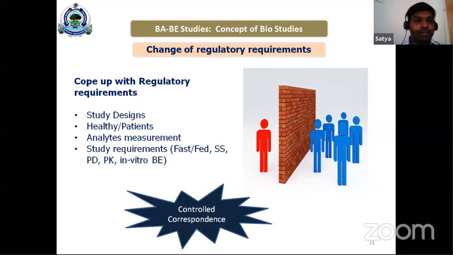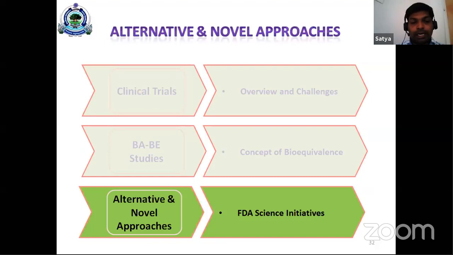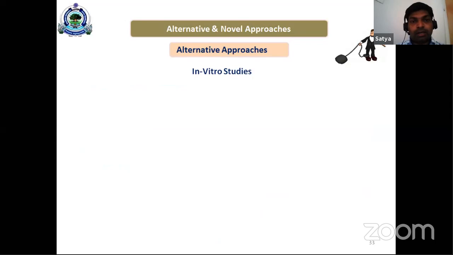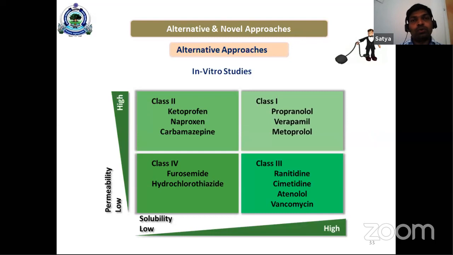So my third and final segment would be alternative and novel approaches and FDA science initiatives. I would say FDA is really trying hard to minimize clinical trials, mainly bioequivalence studies, to avoid unnecessary exposure of human beings.